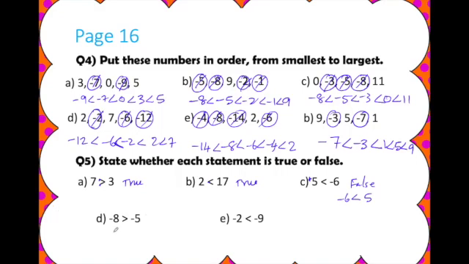Once again, we have -8 and -5, two negative numbers. The highest number will have the least value, which means 8 will have the least value. They said 8 is bigger, which is a false statement. That means -8 is smaller than -5. Again, two negative numbers. The highest number will have the least value, which means -9 is smaller. So this is a false statement because -2 is larger.